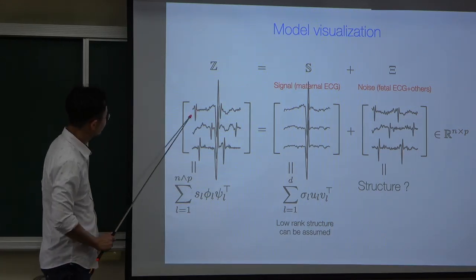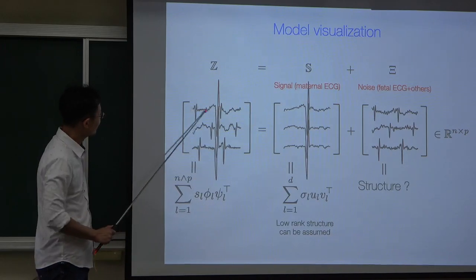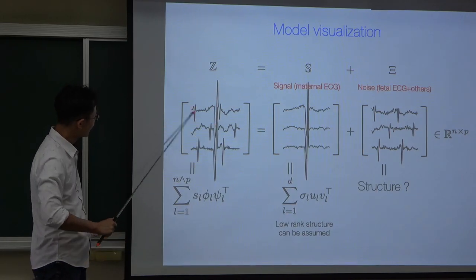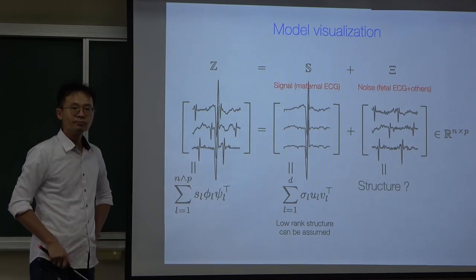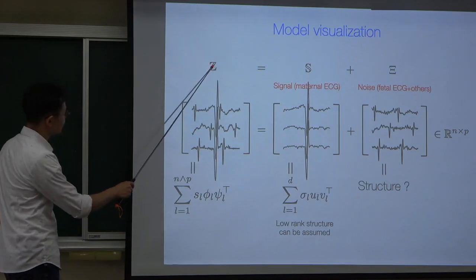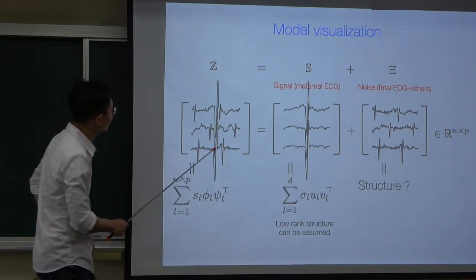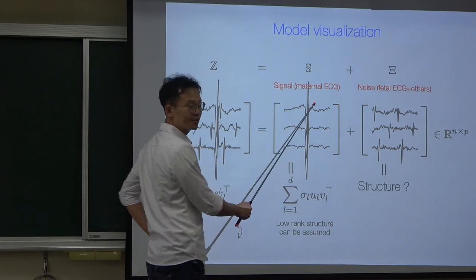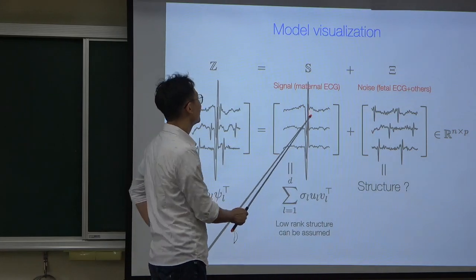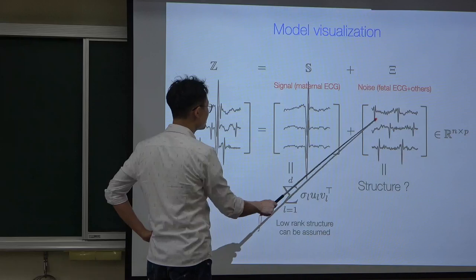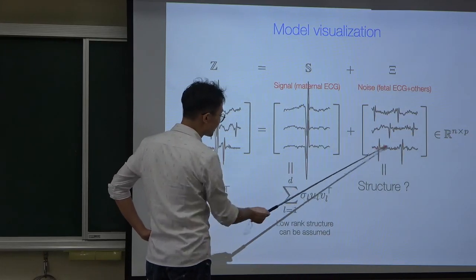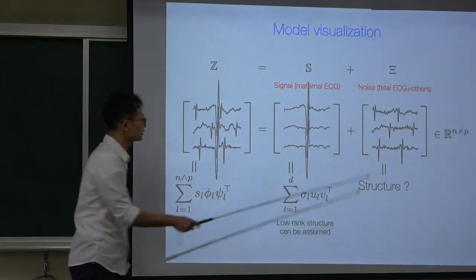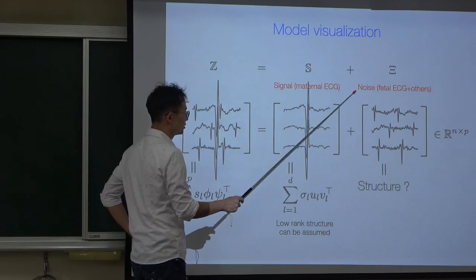You will have the data matrix, which we call Z, and this Z matrix is actually the summation of maternal ECG and the fetal ECG. This data matrix that we can obtain from the data is a summation of the underlying clean maternal ECG that we desire and the fetal ECG, which you can see also has some kind of good pattern, but it somehow appears randomly, so we can view it as noise. And actually, we will model the fetal ECG as noise.